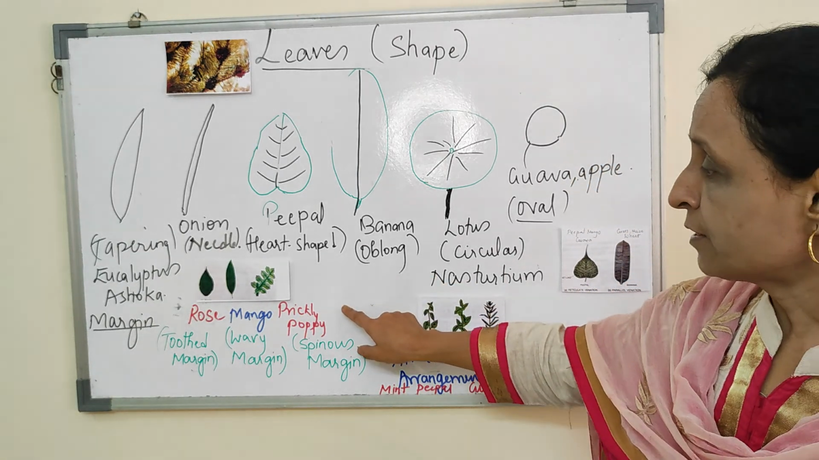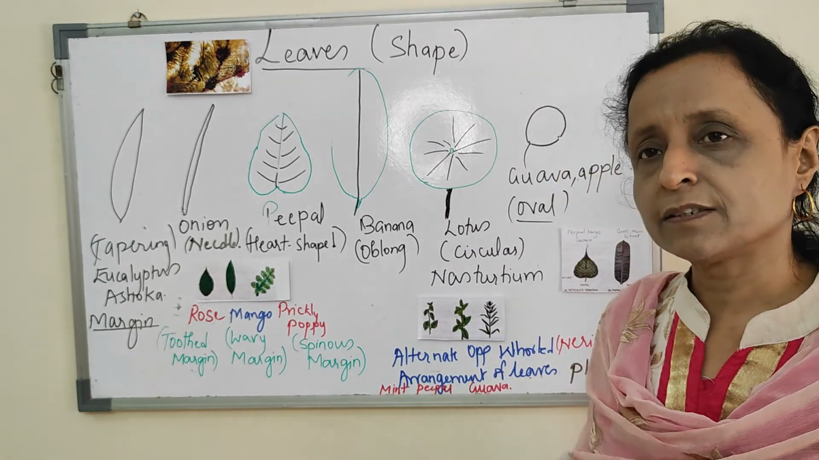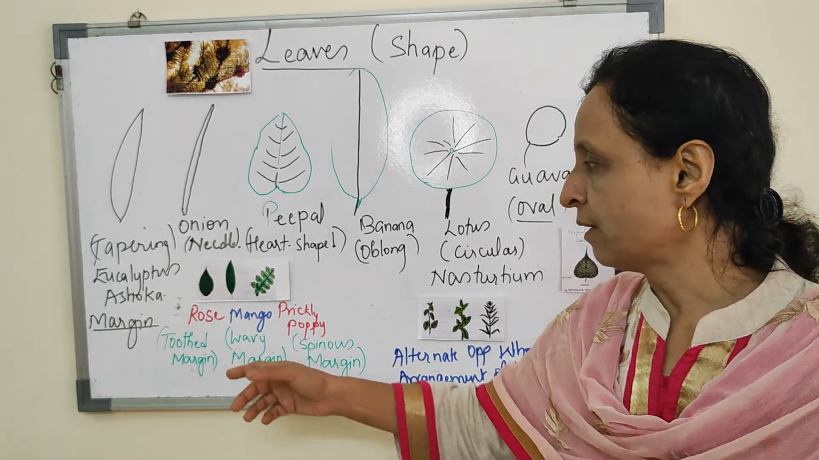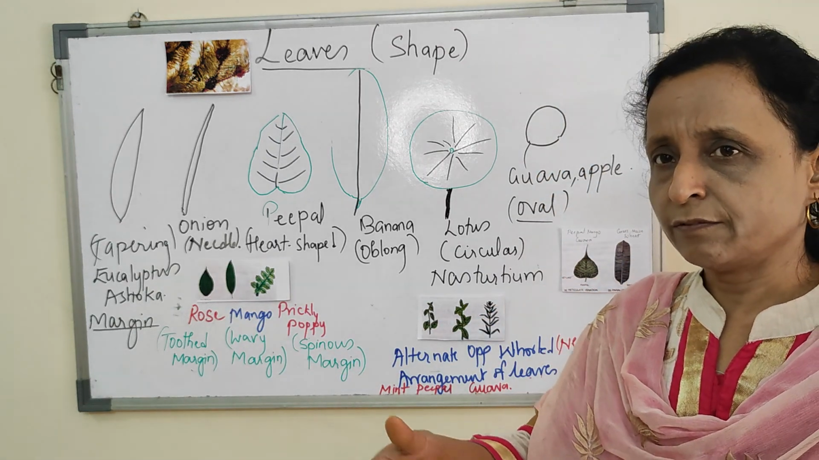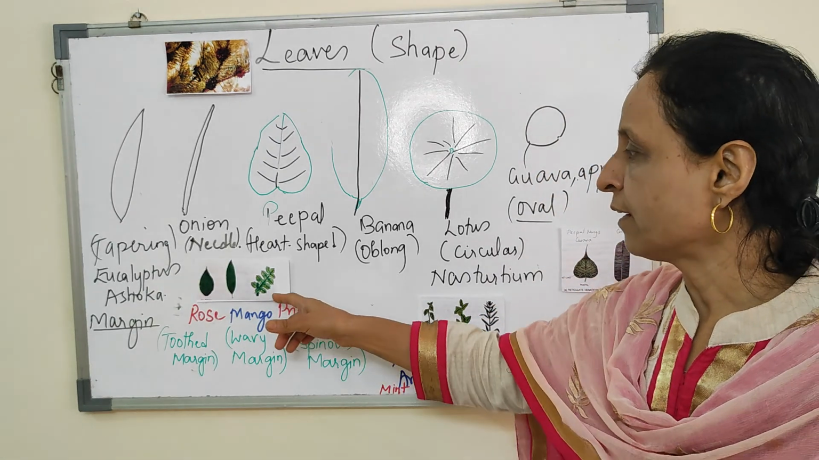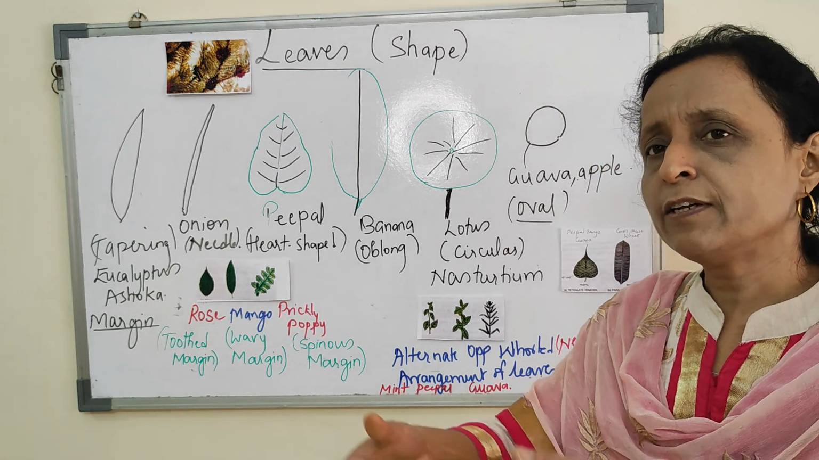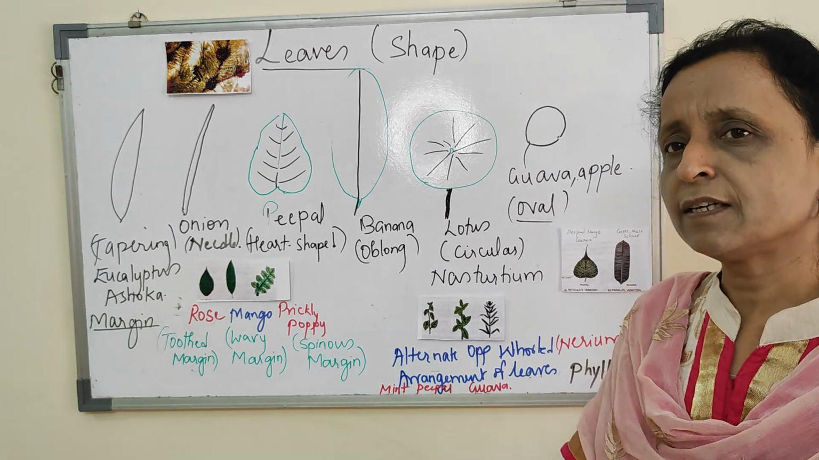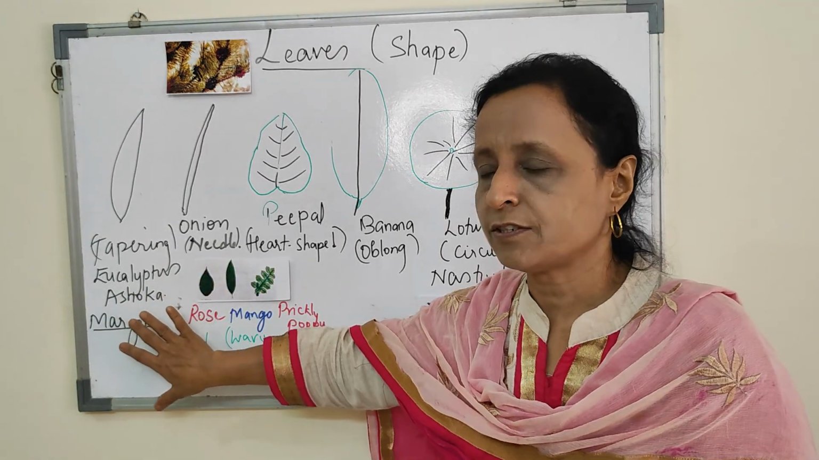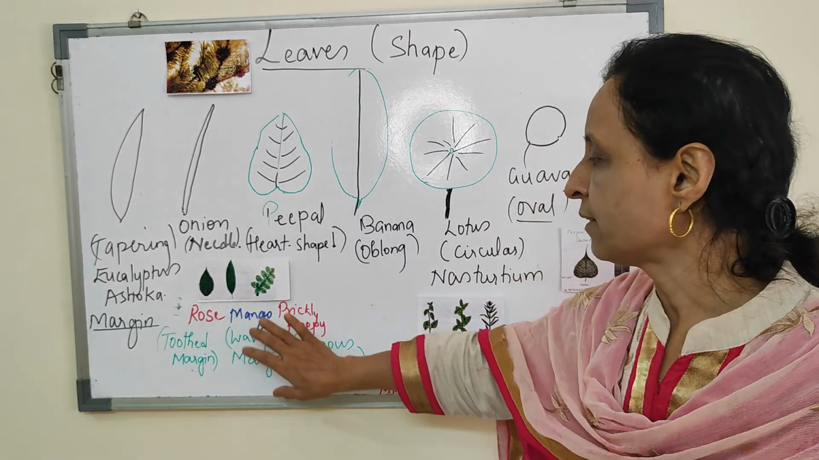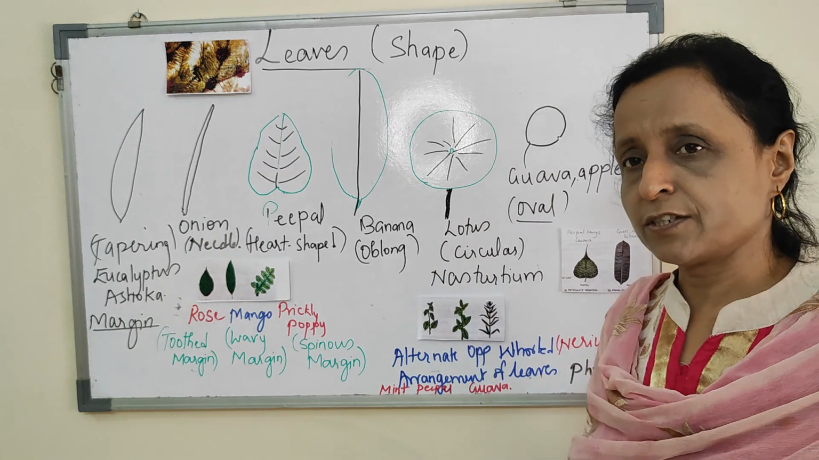In case of this prickly poppy, the margin is spinous, spine, very hard. Here it is tooth, a soft structure, but in case of prickly poppy, spinous, it will hurt you. So this is the classification based on the margin. It can be tooth margin, wavy margin, or spinous margin.